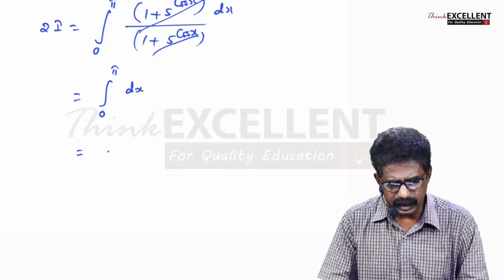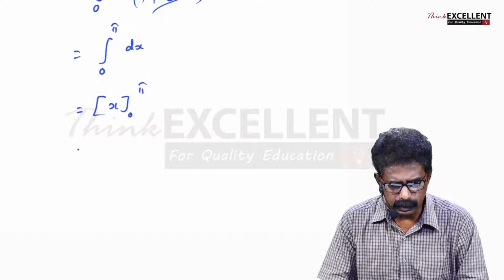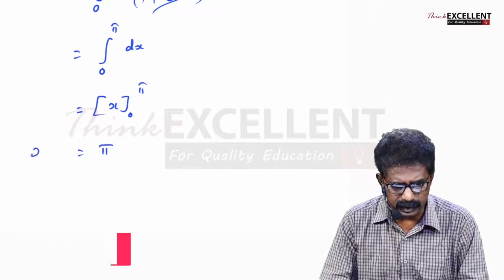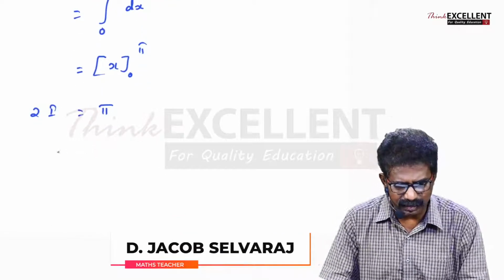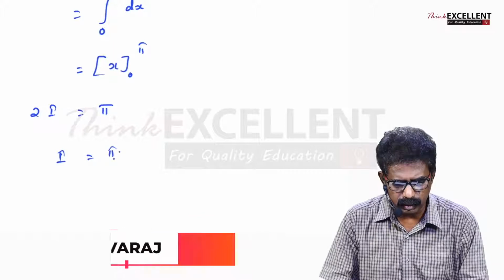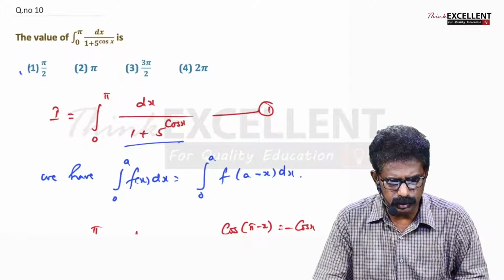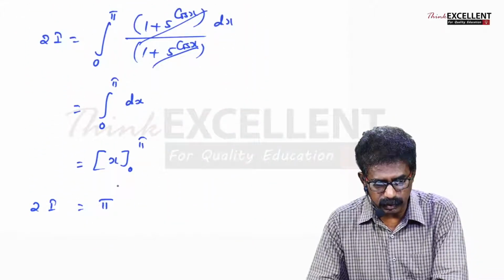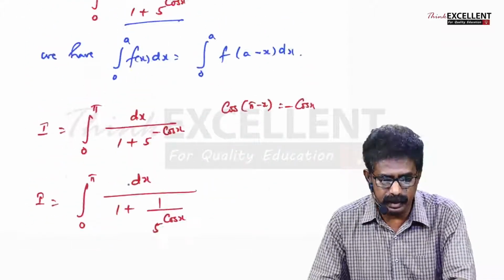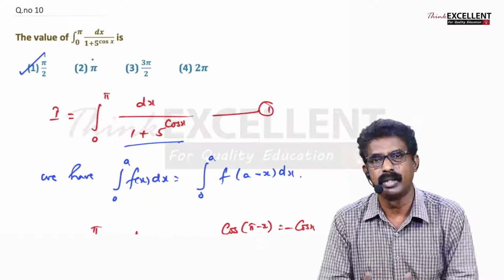Integration of 1 is x, right? 0 to pi. So your answer is pi minus 0. It is pi. This is the answer for what? 2i. We want to find the I value. So I equal to pi by 2. And that is option number 2. Sorry, option number 1. So it is 2i. Sometimes what happens, after getting this pi, we may think the answer is pi, second option. No, this is 2i equal to pi. So I equal to pi by 2.